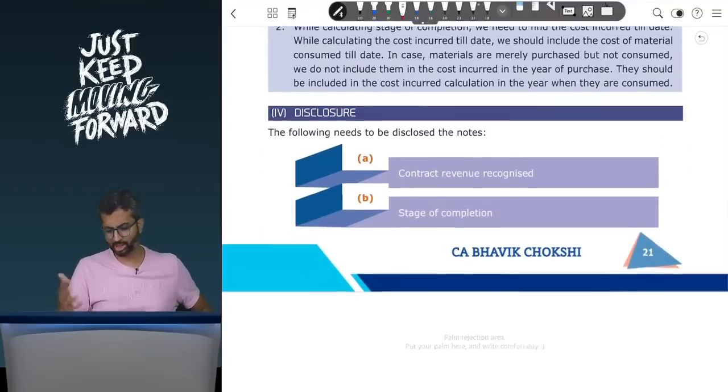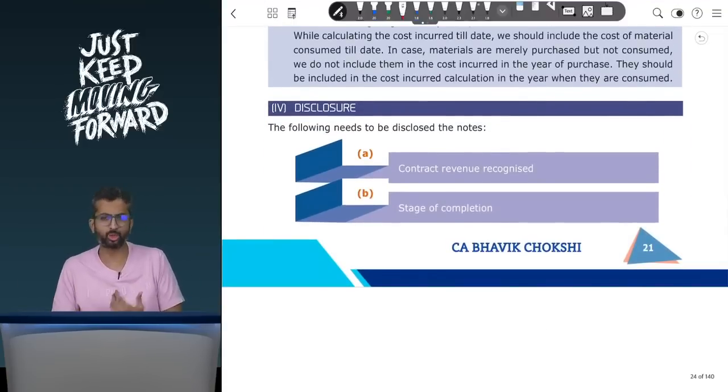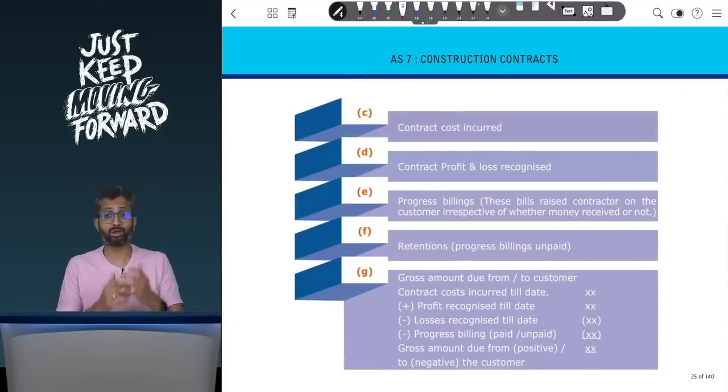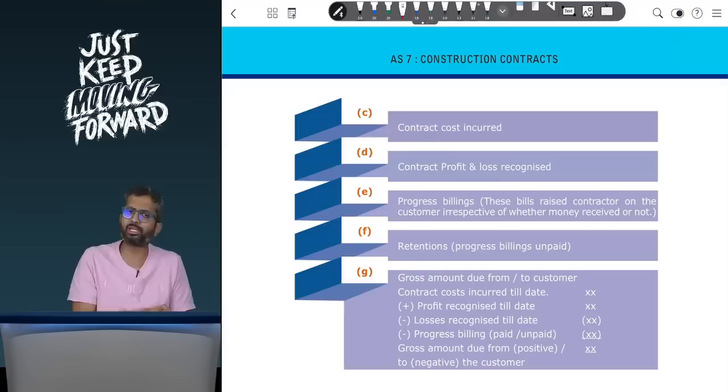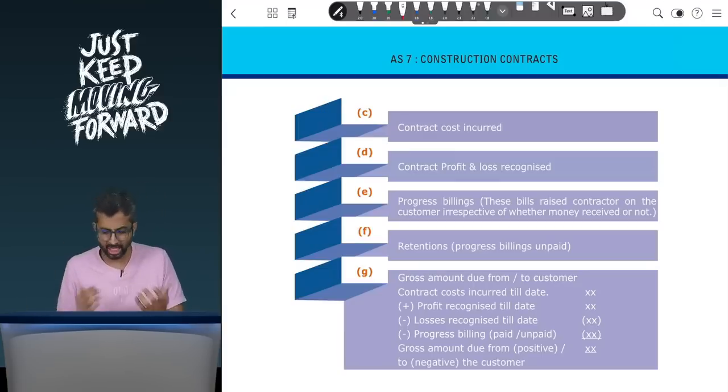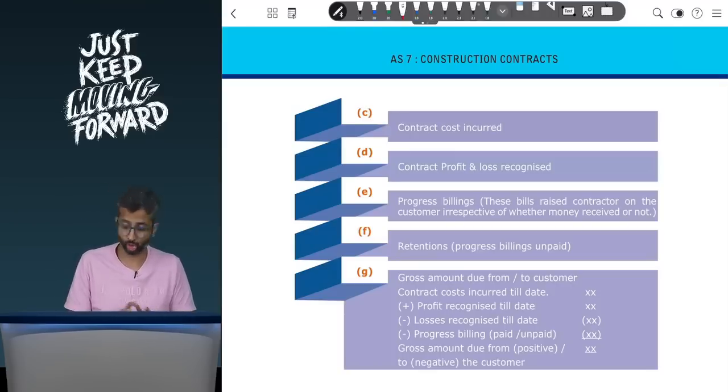In terms of disclosure, you will show the contract revenue recognized, the stage of completion, contract cost, contract profit. Apart from that, if there are any progress billings, that is how much bill you have raised to the customer and collected money. Retentions: you have billed the customer 100, they have paid you only 90, 10 they are retaining. And the amount payable or due to the customer, if applicable, that disclosure you will show.